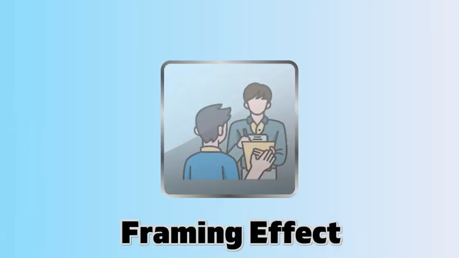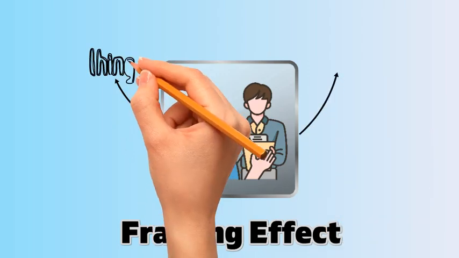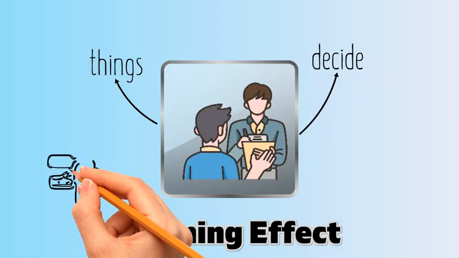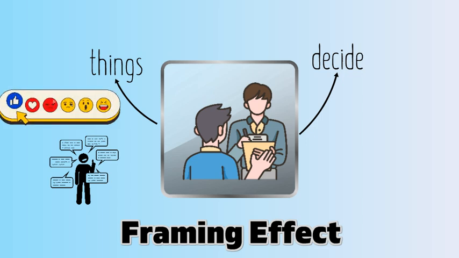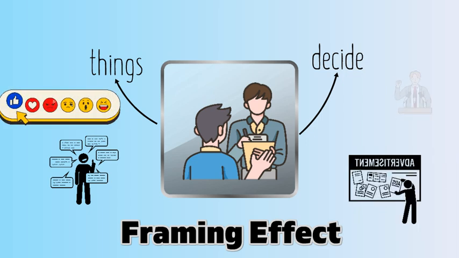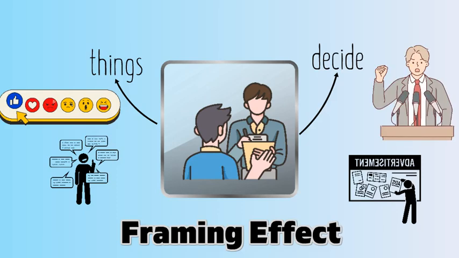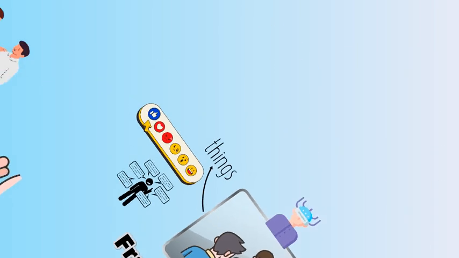Framing effect. The framing effect shows that how info is shown can really change how we see things and decide. If something is talked about in a good way or a bad way, we might react in different ways, even if the info itself doesn't change. People like advertisers and politicians often use this to make people think a certain way or act a certain way. It's like putting something in a nice frame to make it look better.